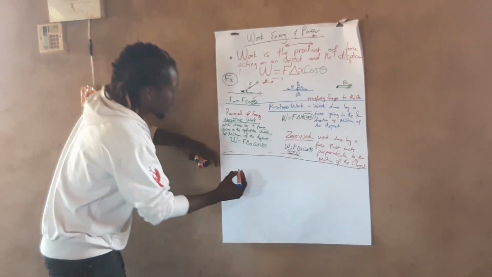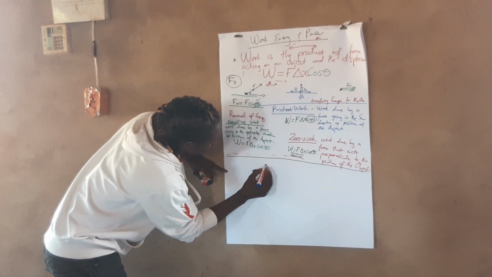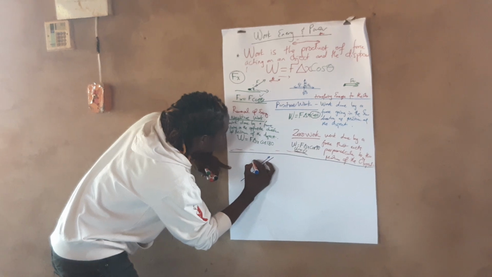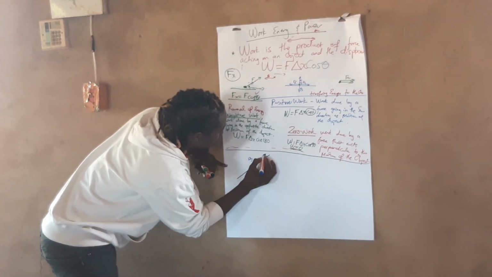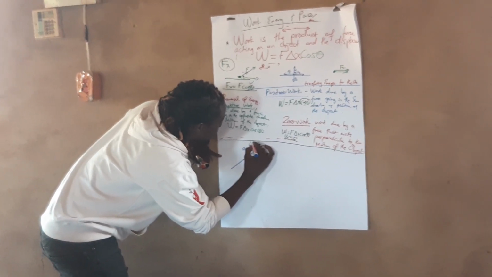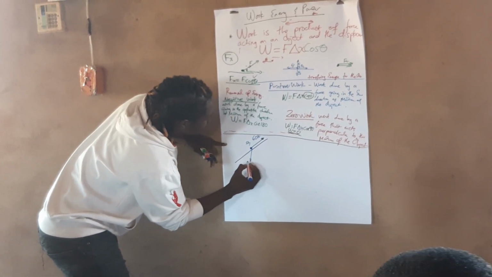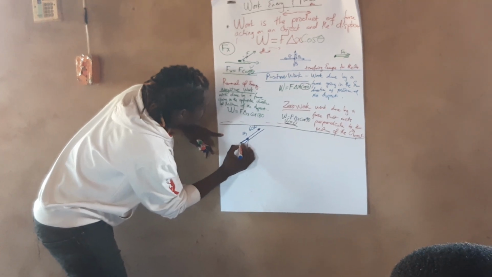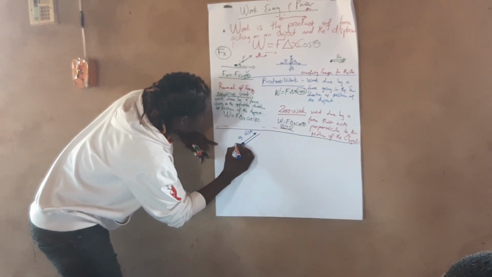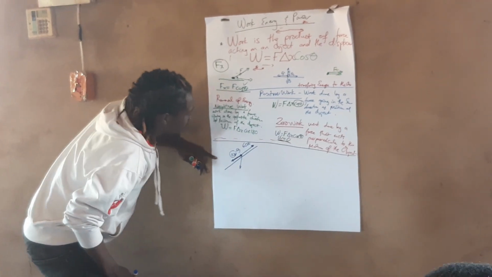So let's take it to having this object. This object is maybe on an inclined plane, and it is moving up. This object is 5 kgs. It is moving up with an applied force of 60 newtons, right? And this object, we have Fg, and it has frictional force. So this frictional force is 15 newtons.